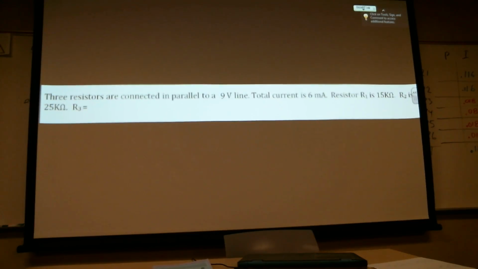There you go. Okay, so three resistors are connected in parallel to a 9-volt line. So you know right away they're parallel, so they all see 9 volts. Total current is 6 milliamps.